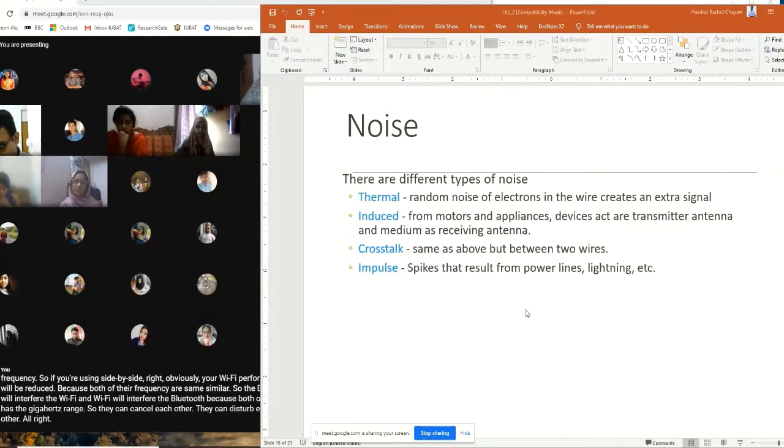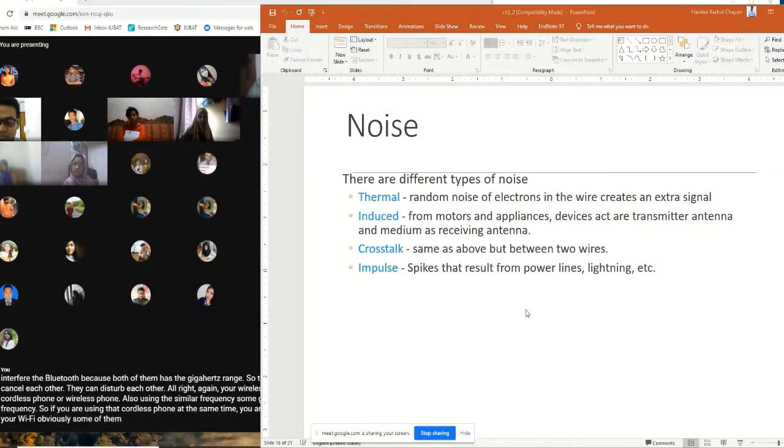And again, your cordless phone or wireless phone is also using a similar frequency, some gigahertz frequency. So if you are using that cordless phone at the same time you are using your Wi-Fi, obviously one or both of them will have some problem, because both are using a similar frequency. Same as our microwave oven, they also use some gigahertz frequency. So this is called induced noise. That means one piece of equipment is creating some signal which is really disturbing for the others. All right, so that is the induced noise.